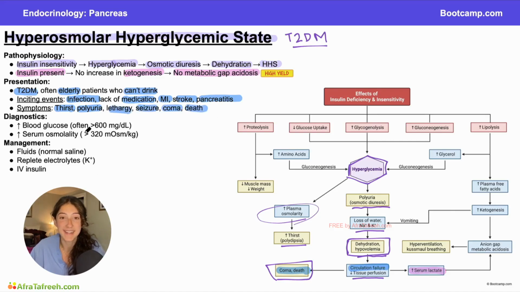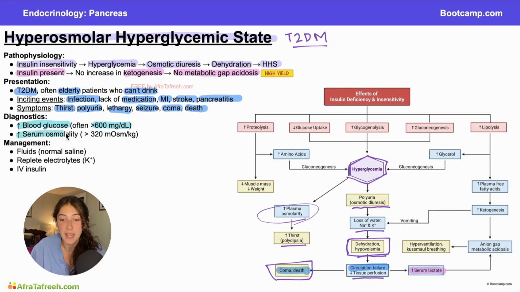And then our diagnostics here are going to be really important to help us distinguish HHS from DKA and type 1 diabetes. So first, you're going to have an elevated glucose, often above 600 milligrams per deciliter. And usually in DKA, when they're asking you about this on Step 1, they will give you a serum glucose less than 600, but still elevated. If they give you a blood glucose that is over 600, that is more indicative of HHS. This isn't a perfect system, but this is certainly a good clue to look for.